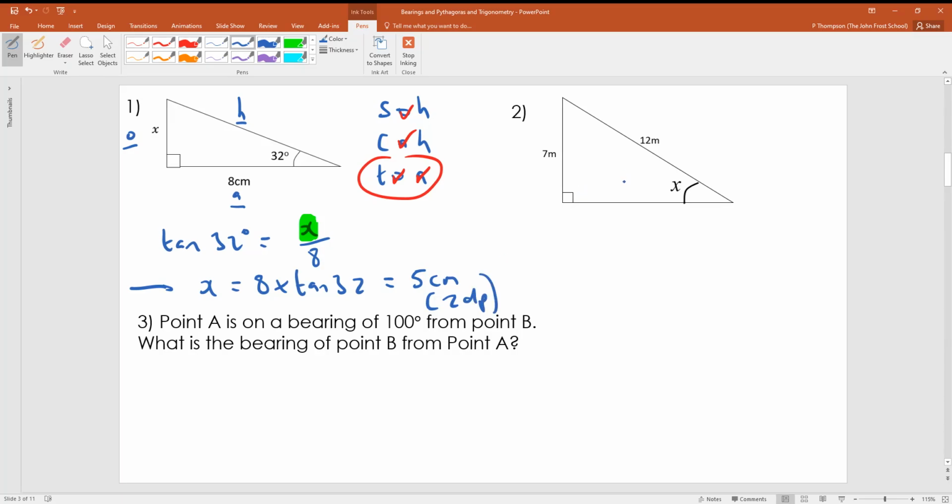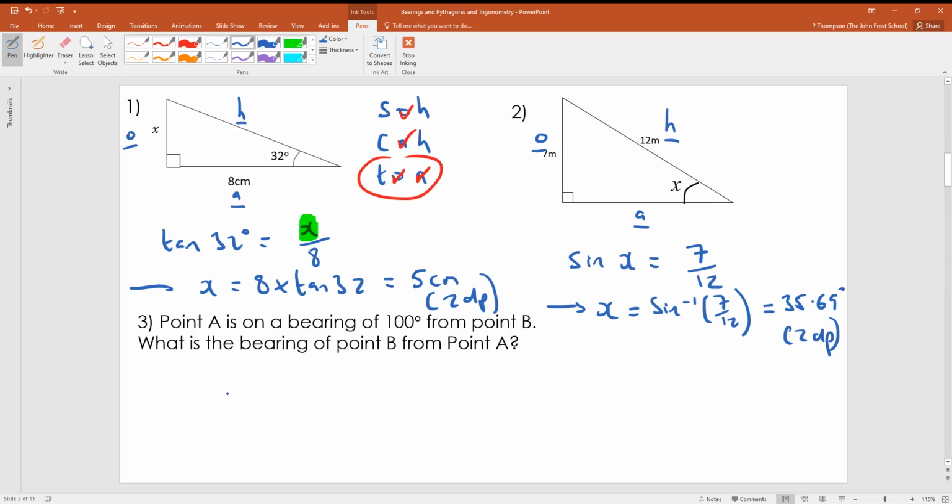Same thing for question 2 as well. Again, got to find an angle this time. So still trigonometry. That's H, that's O, and that's A. If you look at SOHCAHTOA, if you've got O and H, it's going to be sine. So sine x, remember sine is O over H. And remember then, if you want to find an angle, then you need to take the inverse sine. So on your calculator, push shift then sine. So shift sine 7 over 12 to take the inverse sine, and you get 35.69 degrees to 2 dp.